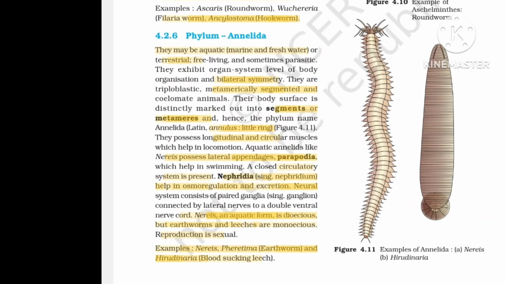Then we move further to the phylum Annelida. Annelid means annulus, or little ring-like structures present in these organisms. They are aquatic and terrestrial. They show bilateral symmetry. They are triploblastic, and metameric segmentation is present in them. They possess longitudinal and circular muscles which help them in locomotion. In aquatic annelids like Nereis, they possess parapodia which help in locomotion. A closed circulatory system is present. Nephridia help in osmoregulation and excretion. Nereis, an aquatic form, is dioecious, but earthworms and leeches are monoecious. Reproduction is in sexual mode. Examples are Nereis, Pheretima, and Hirudinaria, which is a blood-sucking leech, and Pheretima, which is usually called the earthworm.